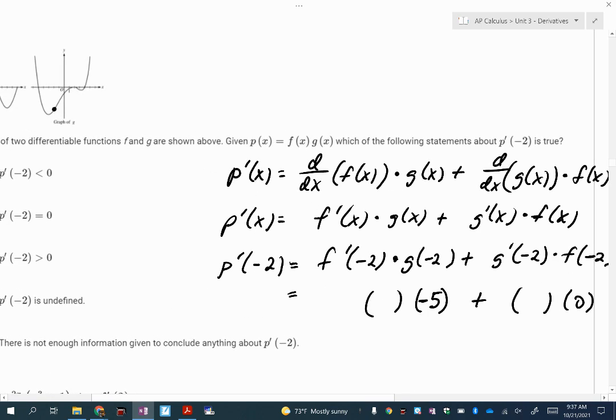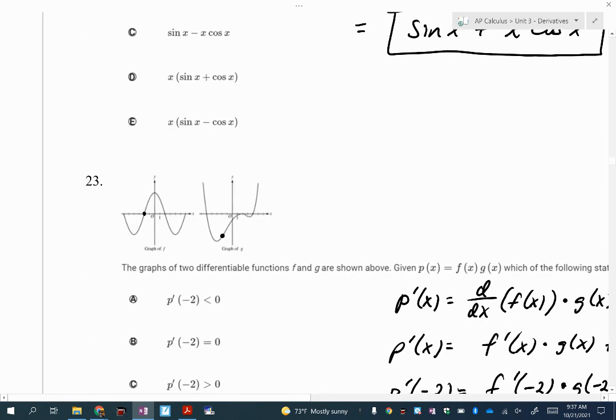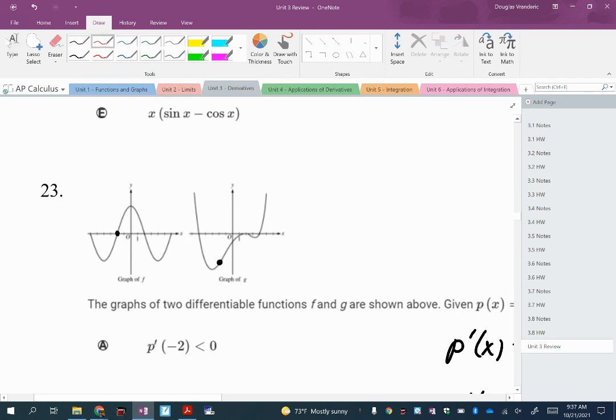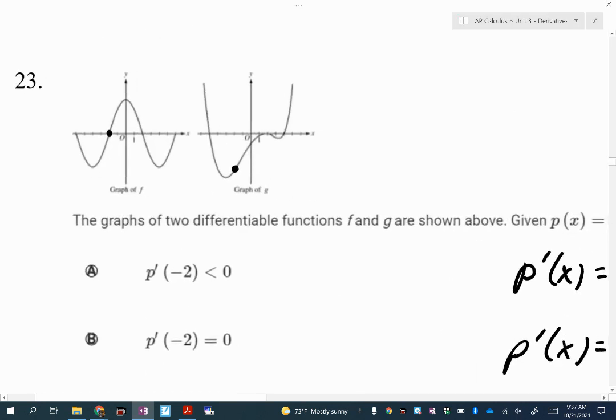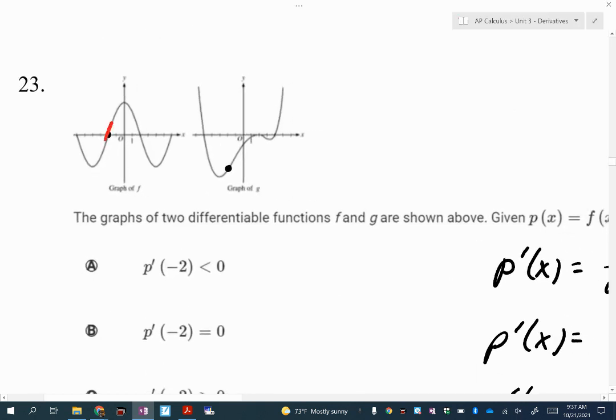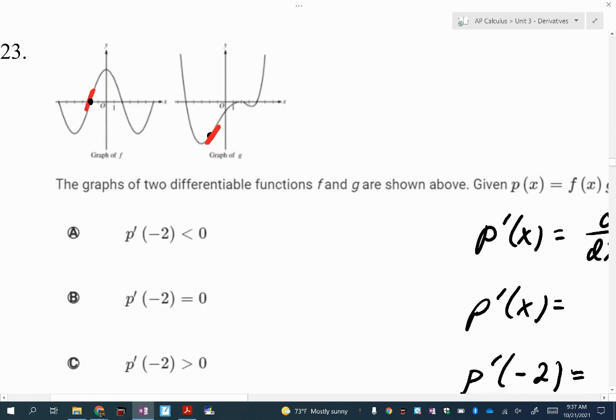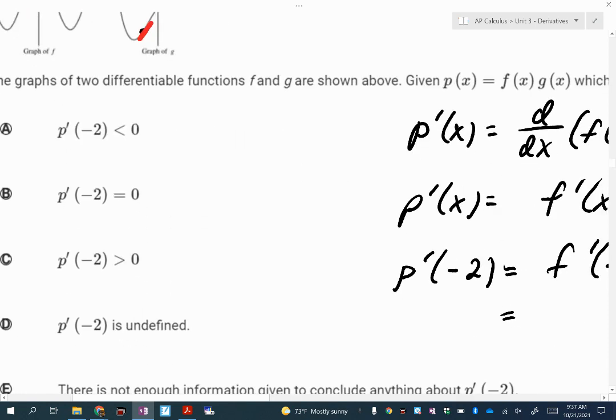To find the x value of negative 2 at each of these derivatives, remember the way you can do this is to find the slope of the line that is tangent at that point. So the slope right there and the slope right here. So again, you're just estimating, but that's a pretty steep slope. So let's say the estimate for f prime at negative 2 is going to be positive 6.